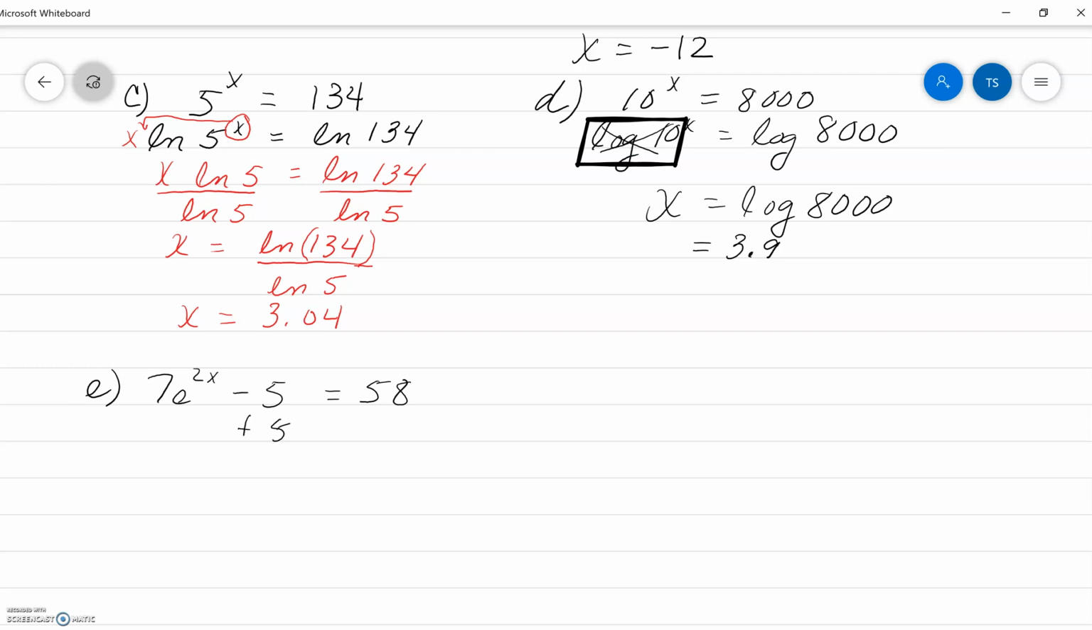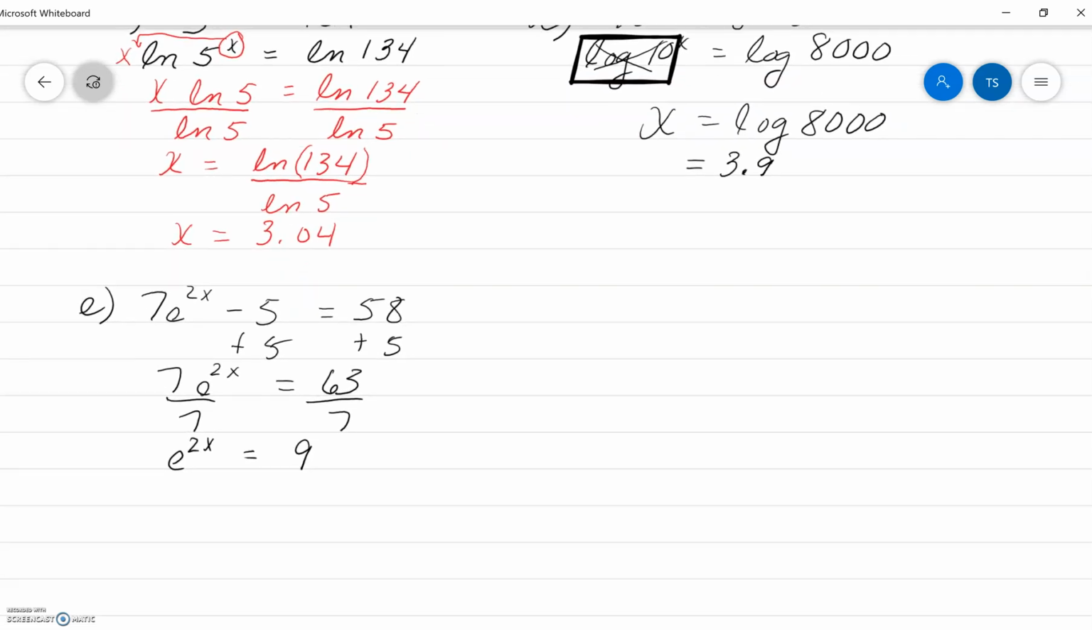So we're going to add the 5, 7e to the 2x, and that is an e. I know my handwriting is atrocious. Equals 63. Divide by 7. So e to the 2x power equals 9.